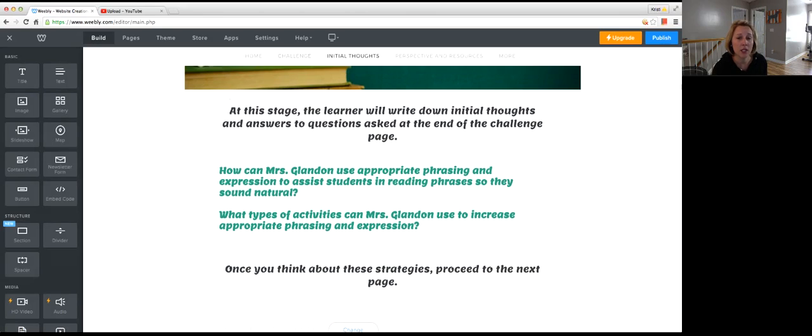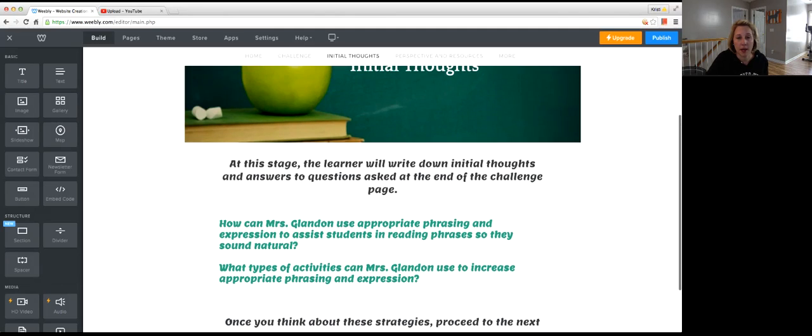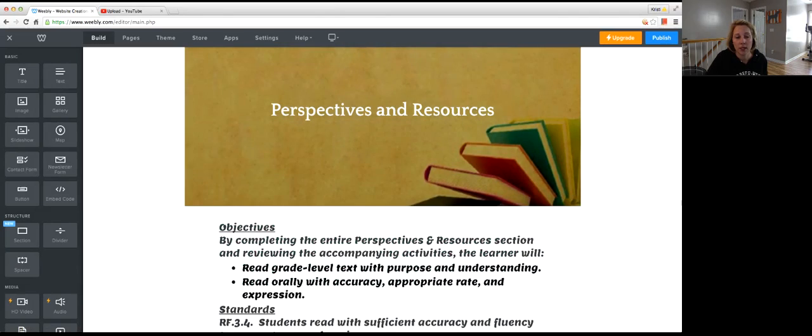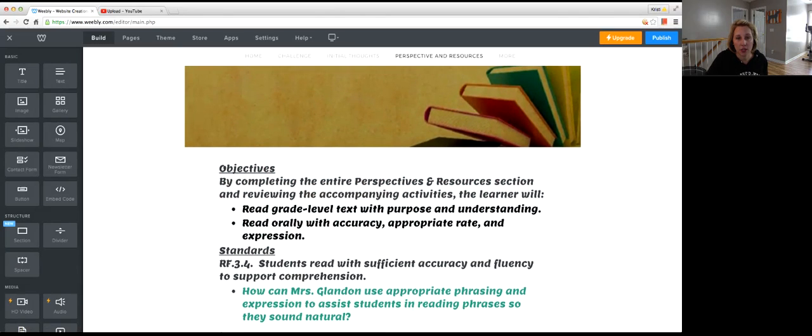How can Ms. Glendon use appropriate phrasing and expression to assist students in reading phrases so they sound natural? And what types of activities can Ms. Glendon use to increase appropriate phrasing and expression? So once you think about these strategies, I would like for you to proceed to the next page, which is titled Perspectives and Resources.